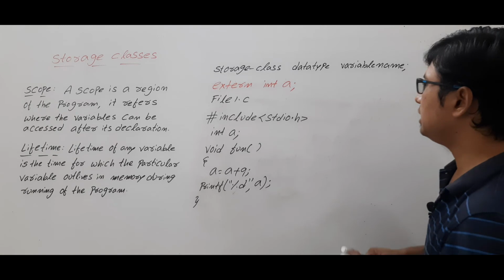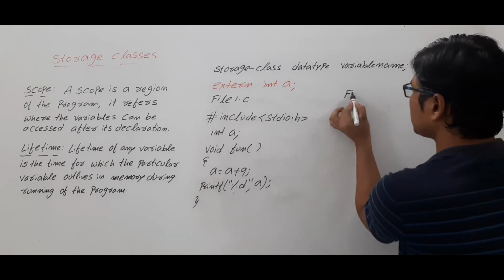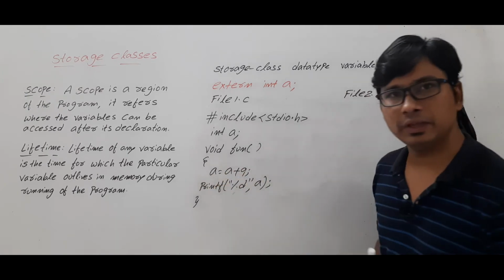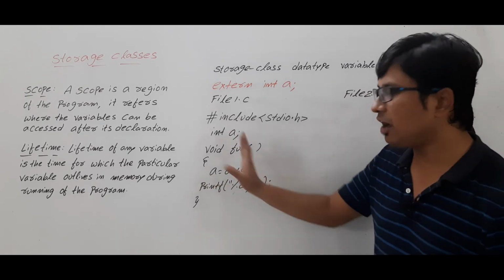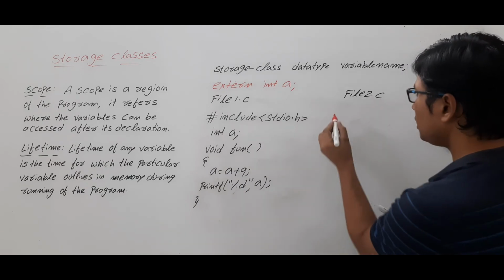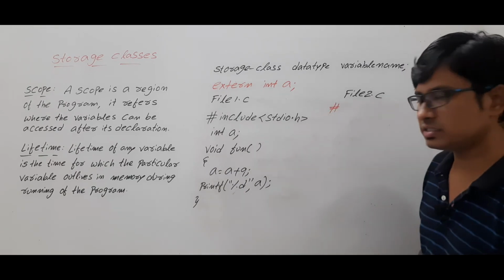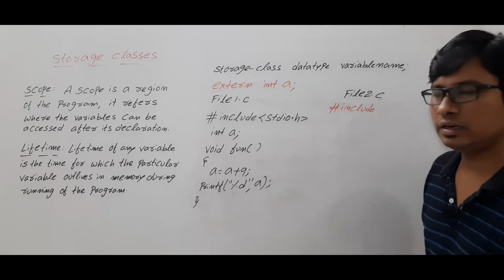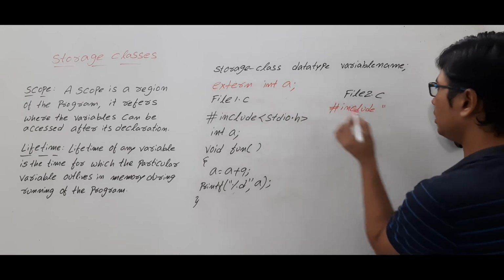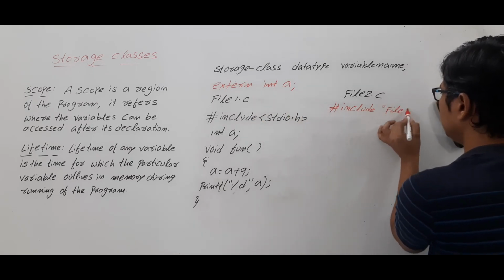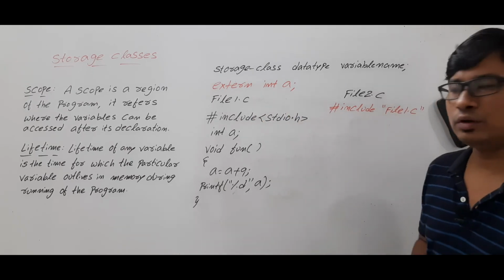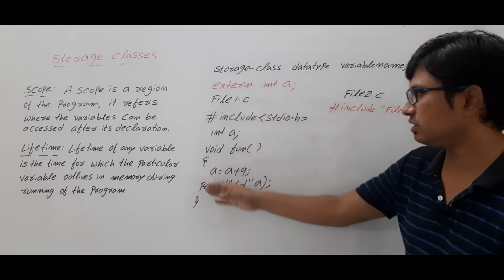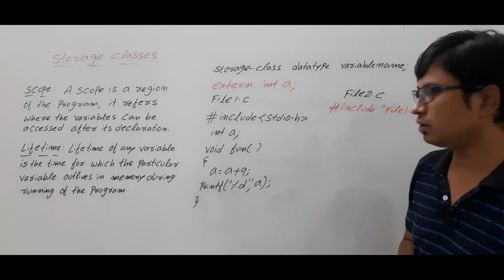Okay. Now let's take that you are writing file2.c. Let's take that you have compiled this program. After compiling this program, you are writing file2.c. Now here what you should do is write #include. Now you have to include file1.c. Are you able to understand? You have to include file1.c into file2.c. So whatever the things are there, it will come into file2.c.